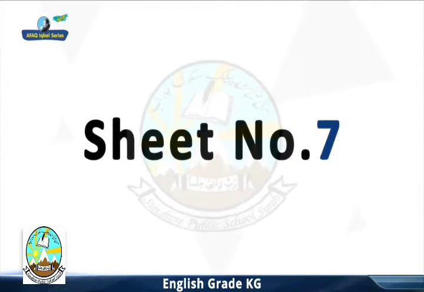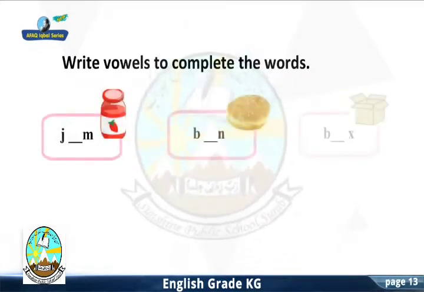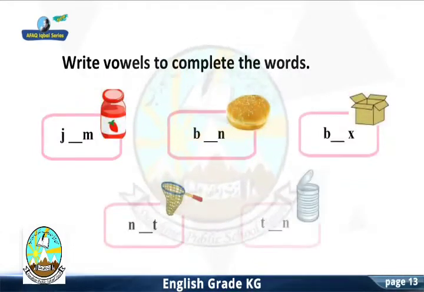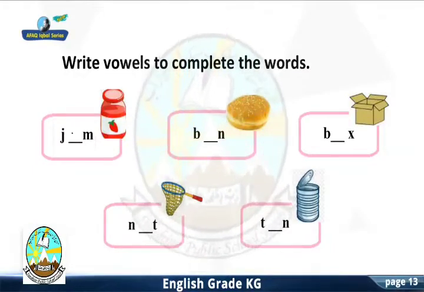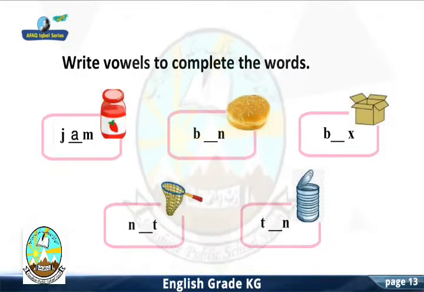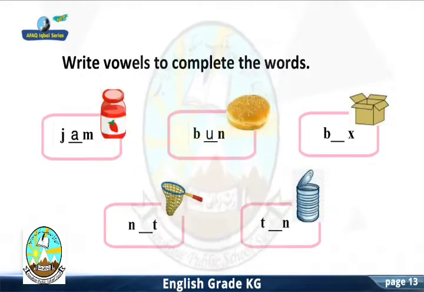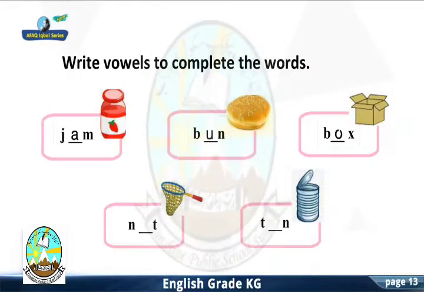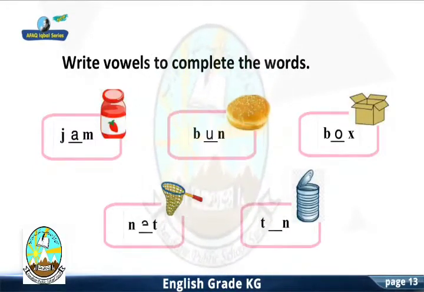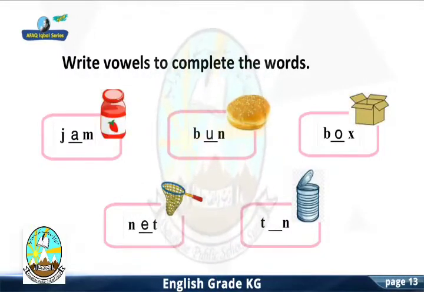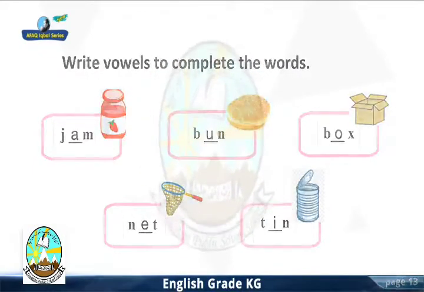Sheet number 7. Write vowels to complete the words. J, A, M, jam. B, U, N, bun. B, O, X, box. N, E, T, net. T, I, N, tin. Very good.